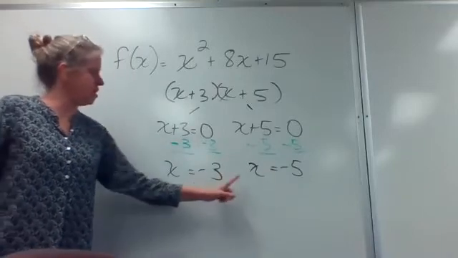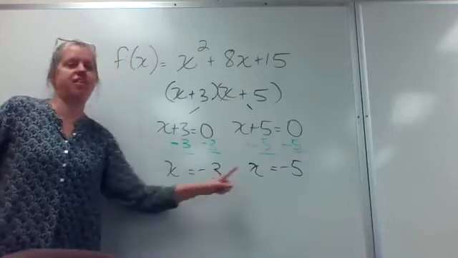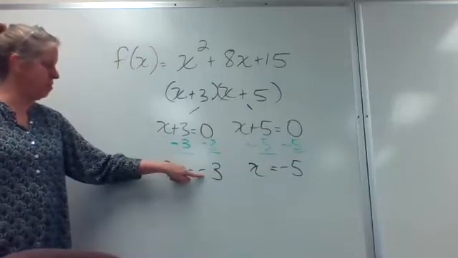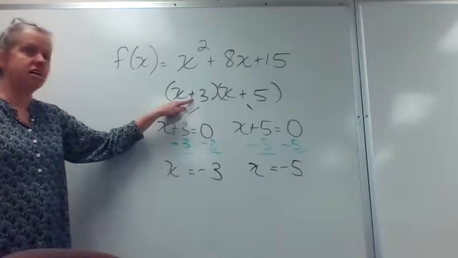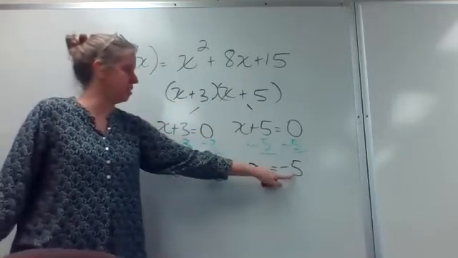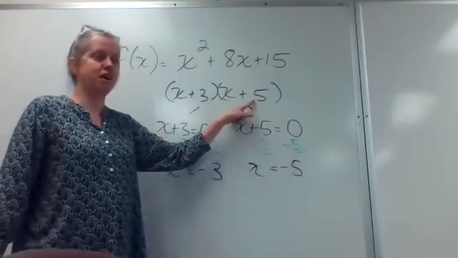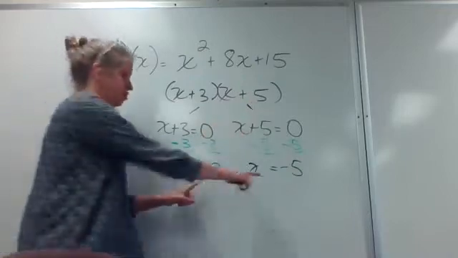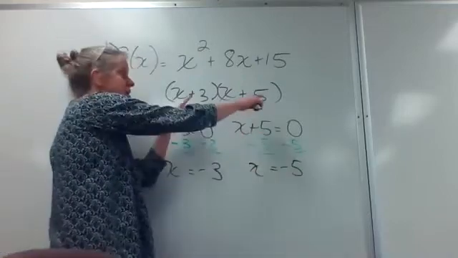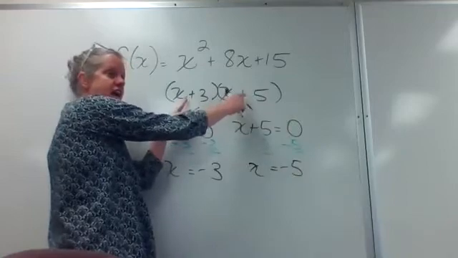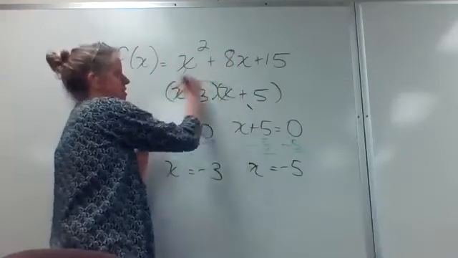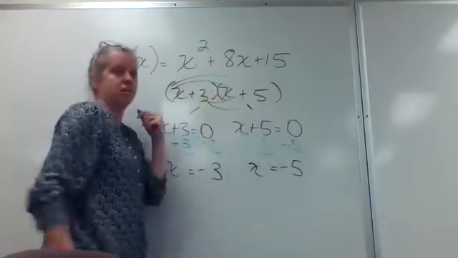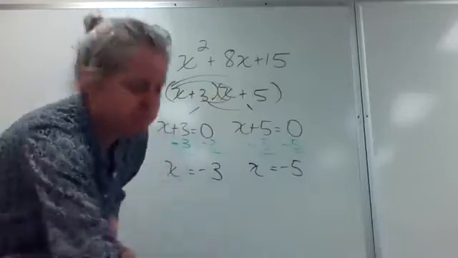So if it gave me the zeros of -3 and -5, what did this 0 come from? What factor? X plus 3. What did this 0 come from? X plus 5. So that's the first step, is you're going to turn the zeros back into their factors. And then how do I get from this to this? 4. Okay.